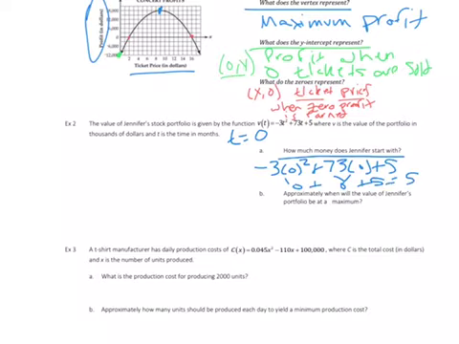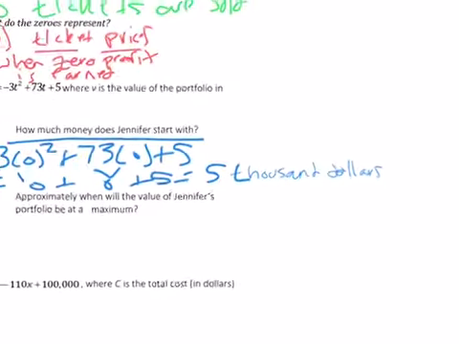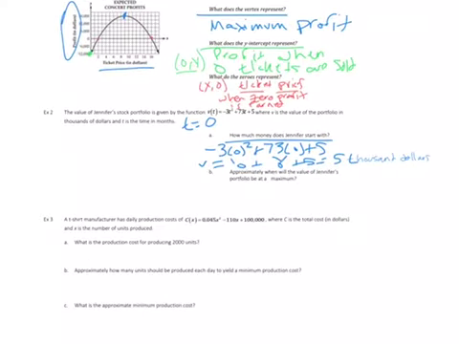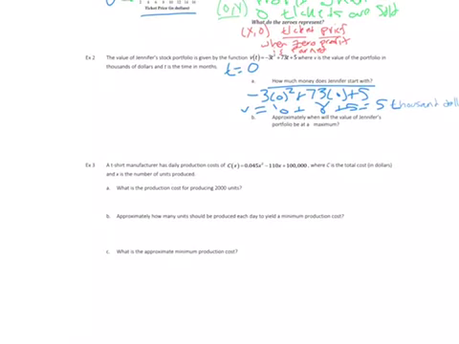Now remember, v stands for the value of the portfolio in thousands of dollars. That's 5, that means she has $5,000. Zoom in over here so I can write it better. Really all I did there, because I know that with no time passing by that would be what she's starting out with, was use 0 for t.